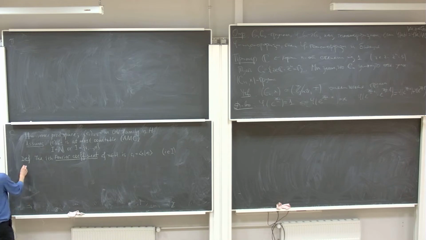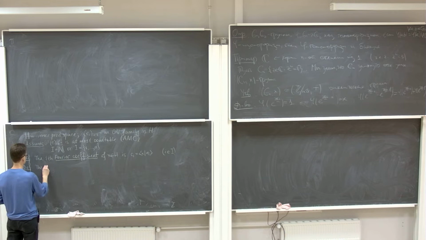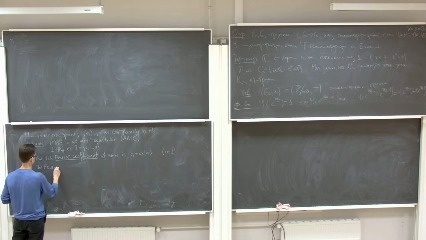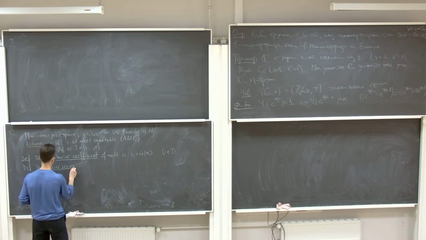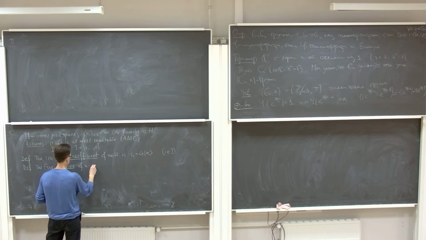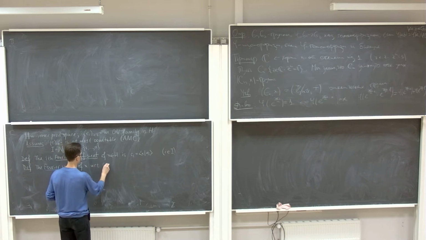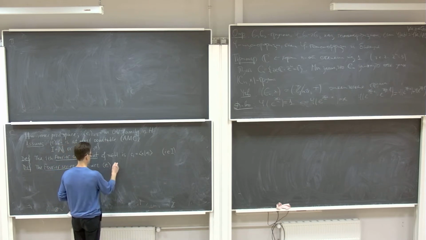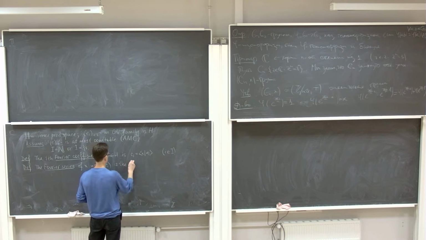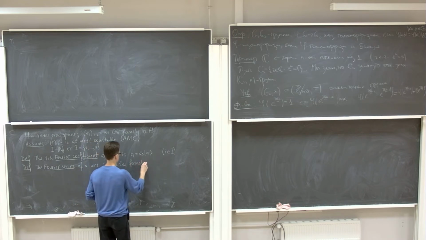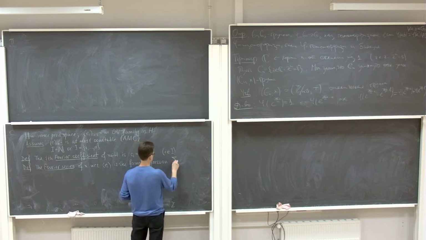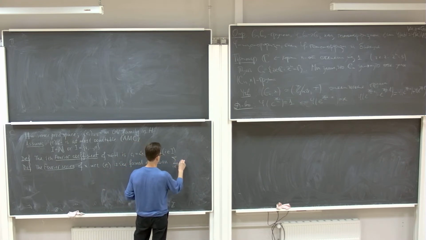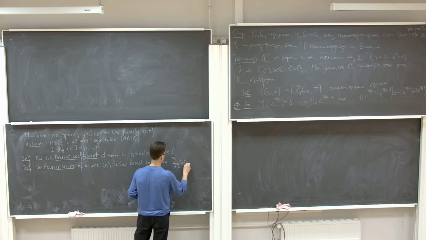And now we give the following definition. We define the Fourier series of x with respect to our family e_i as the following formal expression: the sum over i of c_i e_i.